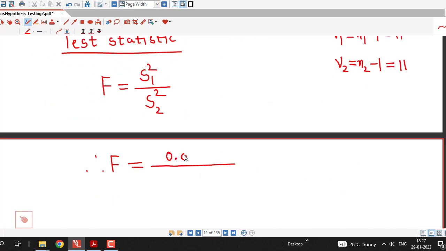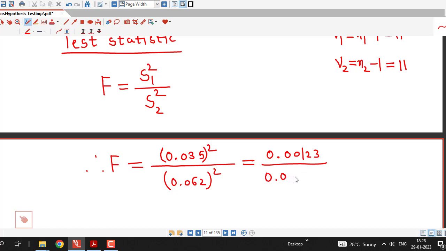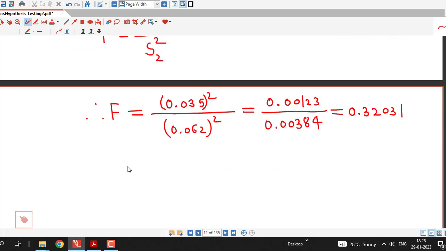So let me substitute these two values, 0.035 for S1, 0.062 for S2, and if we simplify this using a scientific calculator up to 5 decimal places, I obtain these values for the sample variances. If I take their division, my answer is 0.32031 for the calculated value of the test statistic. So if we round off up to 2 decimal places, we have 0.32. This is the calculated value of the test statistic.